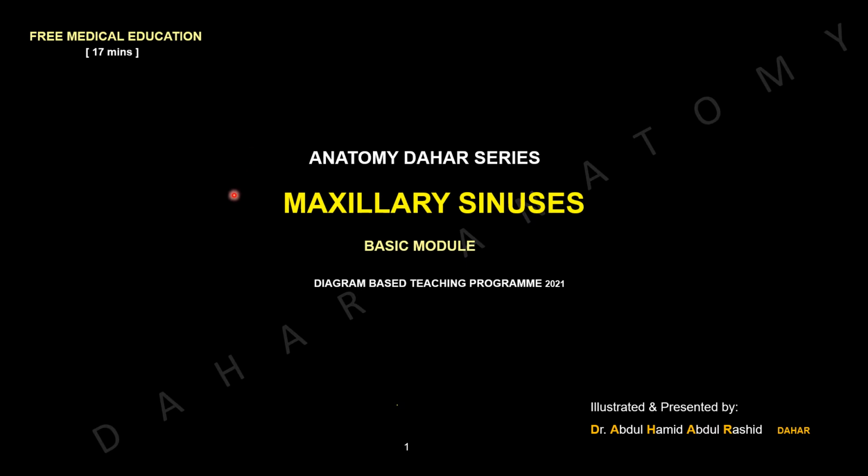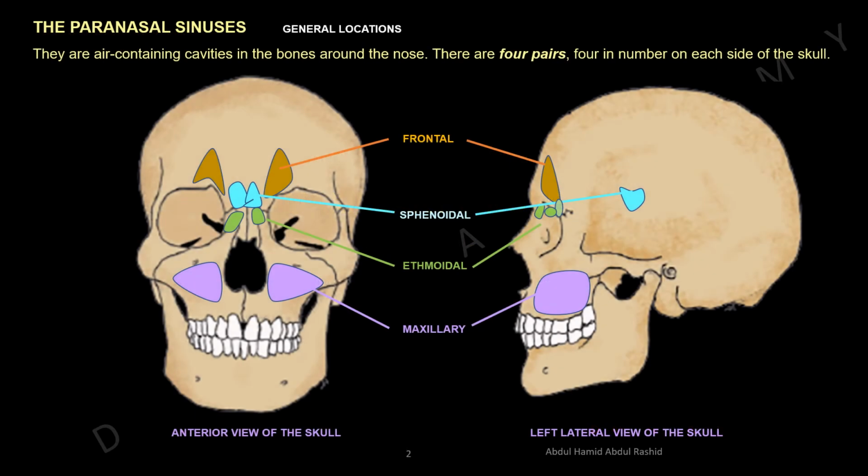Today's topic is maxillary sinuses, free medical education. The paranasal sinuses are air-containing cavities in the bones around the nose. There are 4 pairs altogether, 4 in number on each side of the skull.